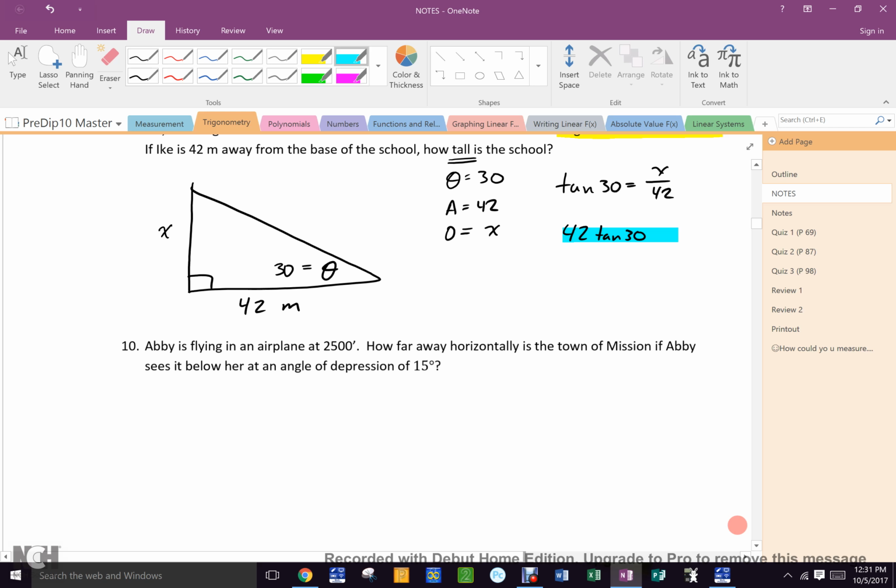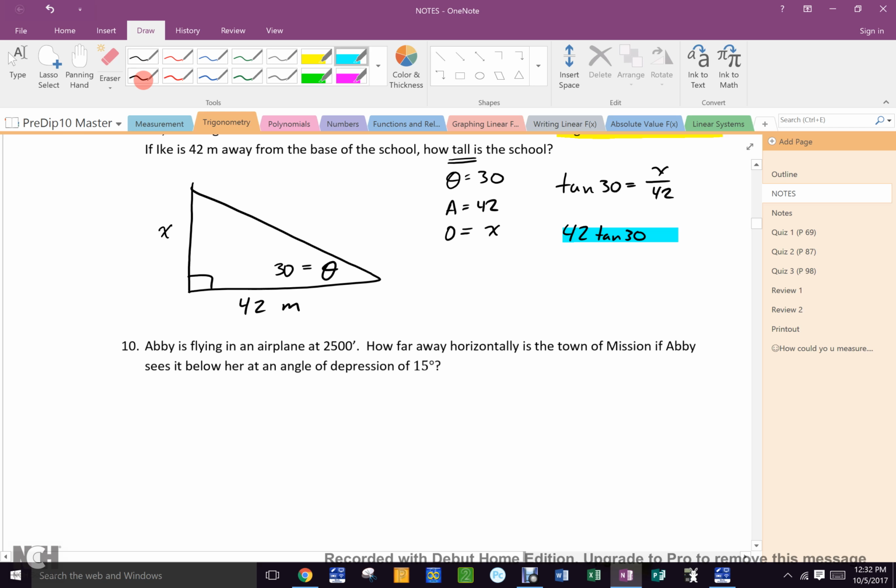Abby's flying in an airplane at 2,500 feet. How far away horizontally is the town of Mission if Abby sees it below her at an angle of depression of 15? Again, this question causes trouble because it is an angle of depression question. For some strange reason, angles of depression are very difficult. Where is our good friend Abby? Up in the air. Here she is.